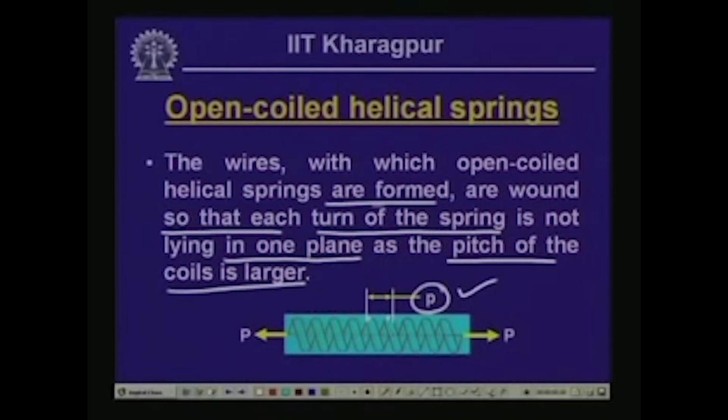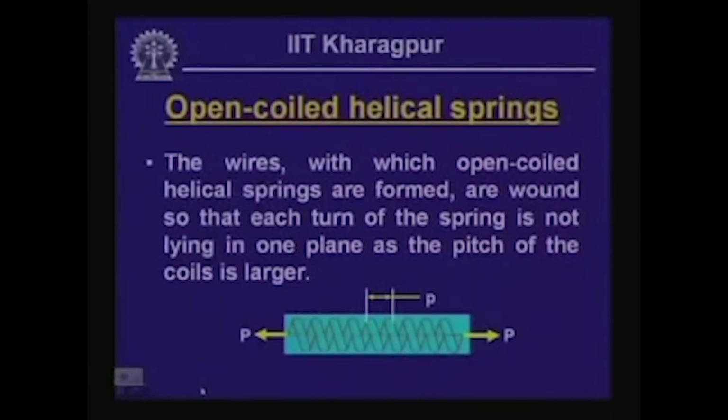Now, in case of a closed coil spring, this p is very small, so that virtually each turn of the wound lies in the same plane. Whereas, in case of an open coil one, they do not lie in the same plane, and the helix is inclined with respect to the horizontal plane, and thereby when we talk about the load transfer mechanism, you will find the forces that an open coil spring will be subjected to is different from the closed one.